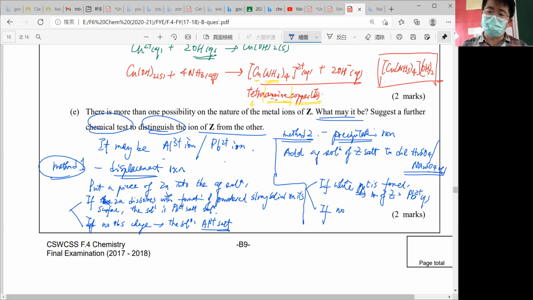In another scenario, there will be no observable change. So you may get the ion of Z being aluminium. Whatever combination you have, as long as it does make sense, you will score that.